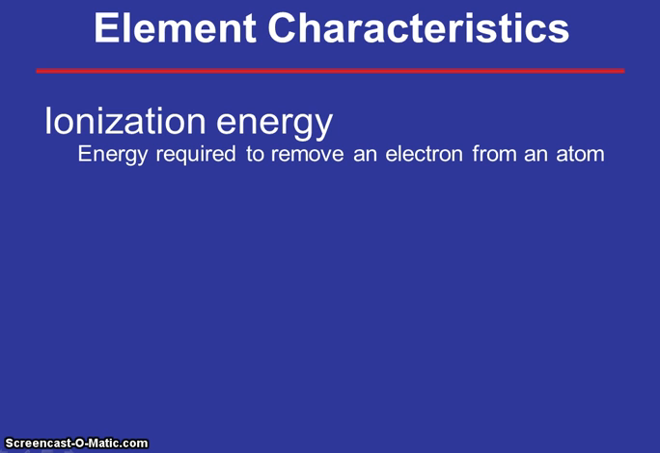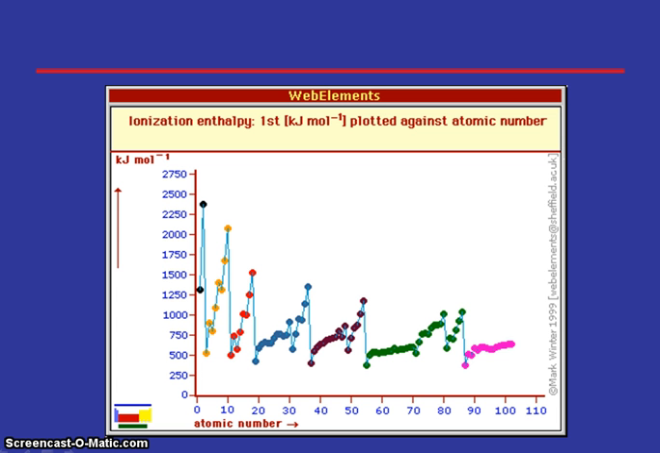The next trend we want to deal with is what we call ionization energy. And ionization energy is the energy required to remove an electron from an atom. And again, we've got a trend that we see going across the periodic table for ionization energy. And for this, we're looking at what we call our first ionization energy, or the energy to remove the first electron from an atom. If we go across a period, we're going to notice that the ionization energy increases.